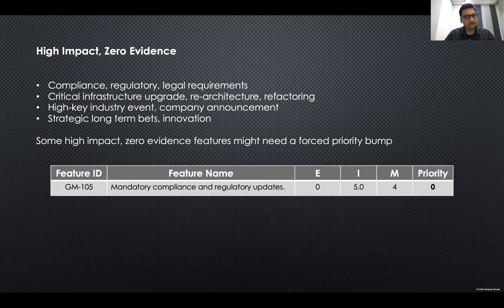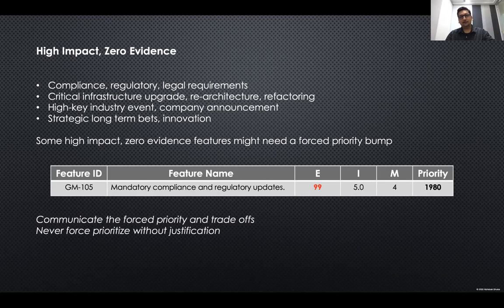One of the examples is here. If you see, the impact was 5, but the evidence is 0. And this is a mandatory compliance and regulatory update. If you do not build that, you will lose your customers and your revenue. So what you do is you force bump the priority. You just make the impact as the highest number possible, 99 in this case, that naturally bumps up the priority. And then when you look back at your backlog, it becomes one of the top priority items.